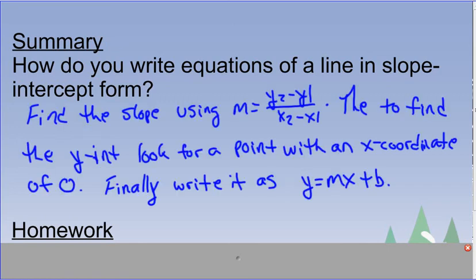And like magic, I have an answer. I paused the video and I copied this down. This is probably what I would say. To find the slope, use m equals y2 minus y1 over x2 minus x1. We did that in every single problem. Then, to find the y-intercept, look for the point with an x-coordinate of 0. When the x-coordinate is 0, the y-coordinate is the y-intercept. And finally, write it as y equals mx plus b. That's what we did in pretty much every single problem. Alright?